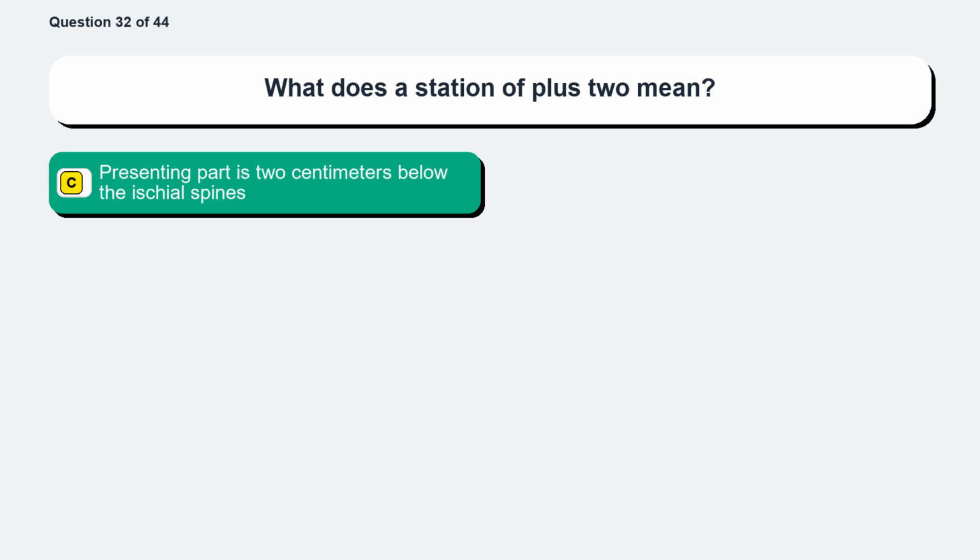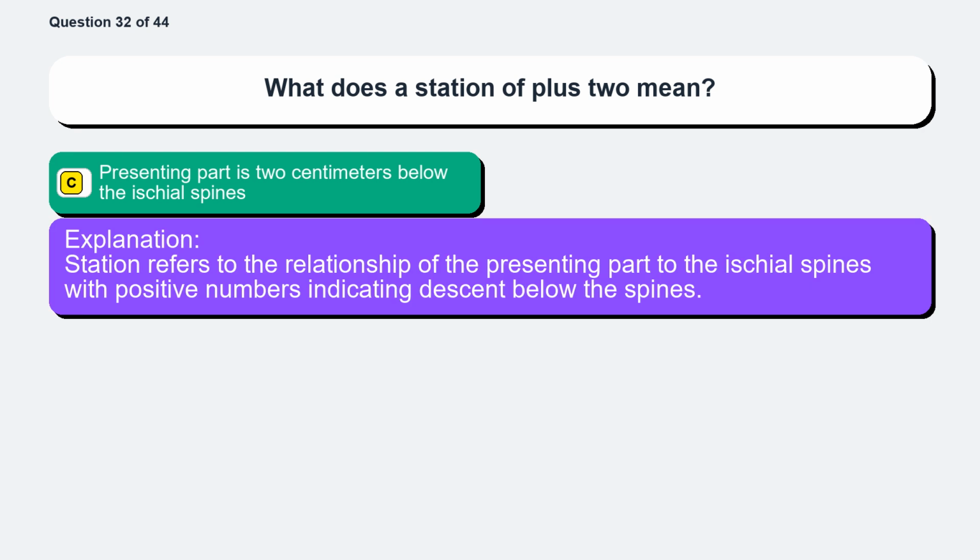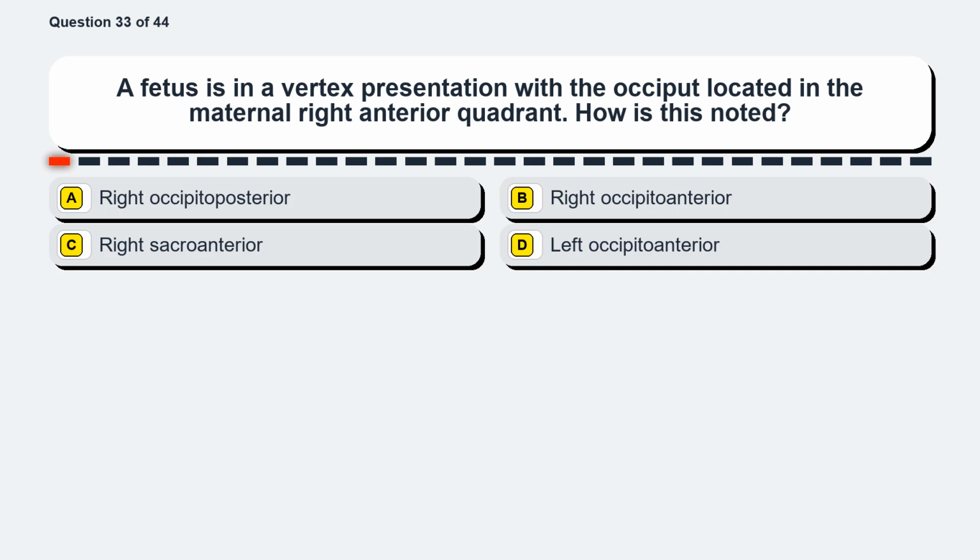The correct answer is option C, presenting part is 2 cm below the ischial spines. Station refers to the relationship of the presenting part to the ischial spines, with positive numbers indicating descent below the spines. Question 33. A fetus is in a vertex presentation with the occiput located in the maternal right anterior quadrant.